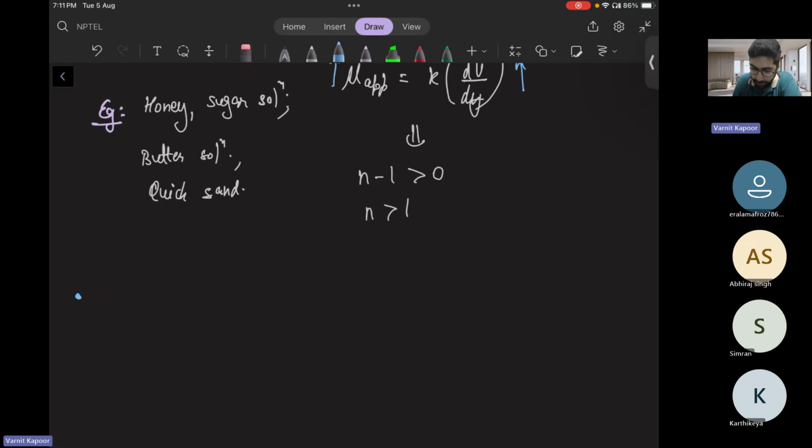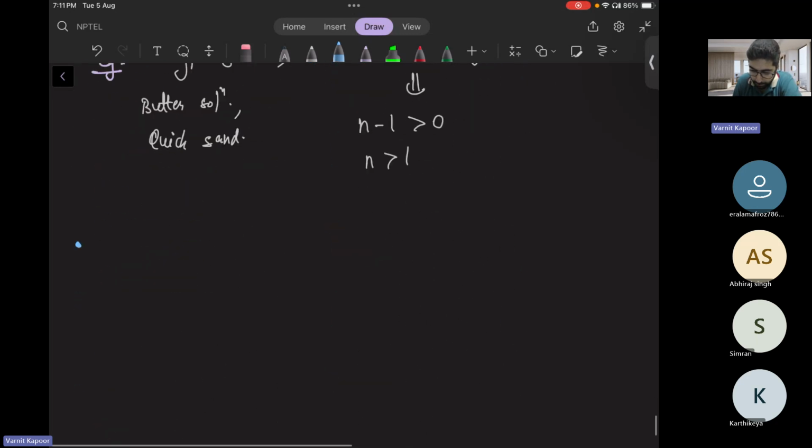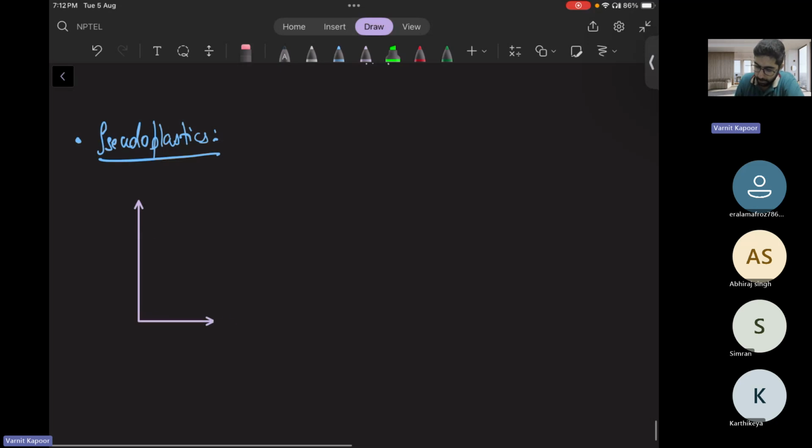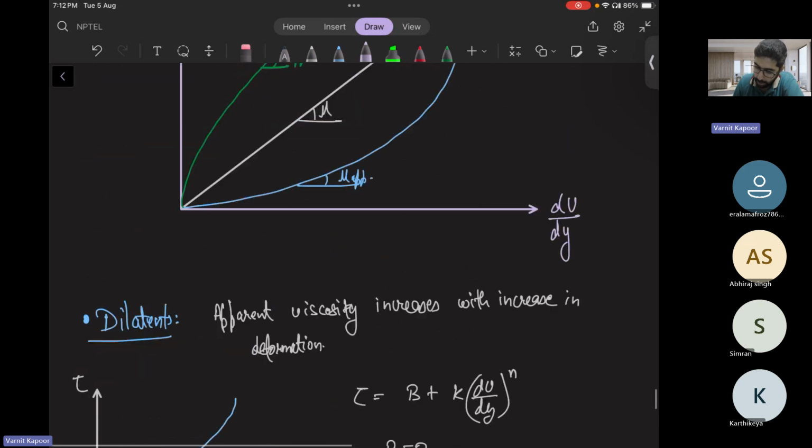Any doubts in dilatants? Does anyone have any doubts? Someone try to unmute. Please say if you have any doubts. No, sir. Okay, great. No doubts. So pseudoplastics. So what color do you use?